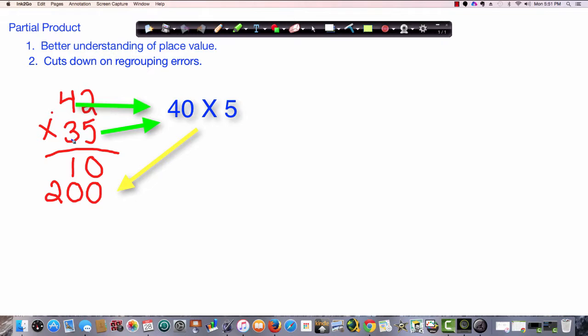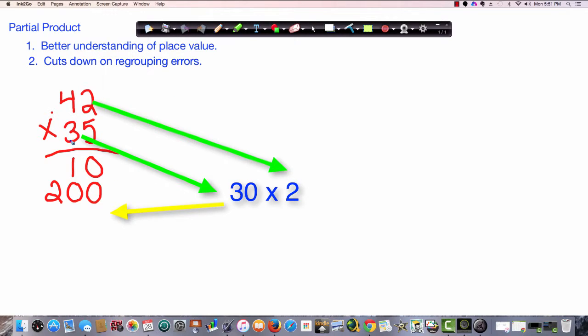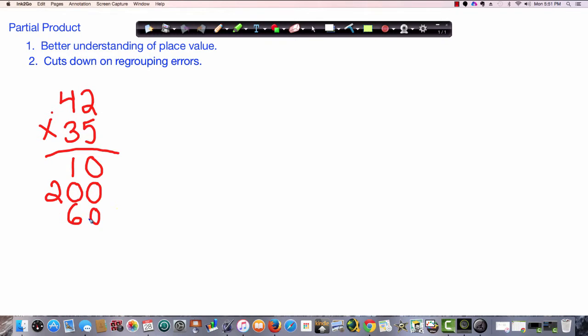Okay, and then we come down, and this 3 is not a 3, but a 30. So we're going to take 30 times 2. So we already know there's a place marker there in 30, or 0. And then we have 3 times 2, which is 6. So we would write the 6 under there.